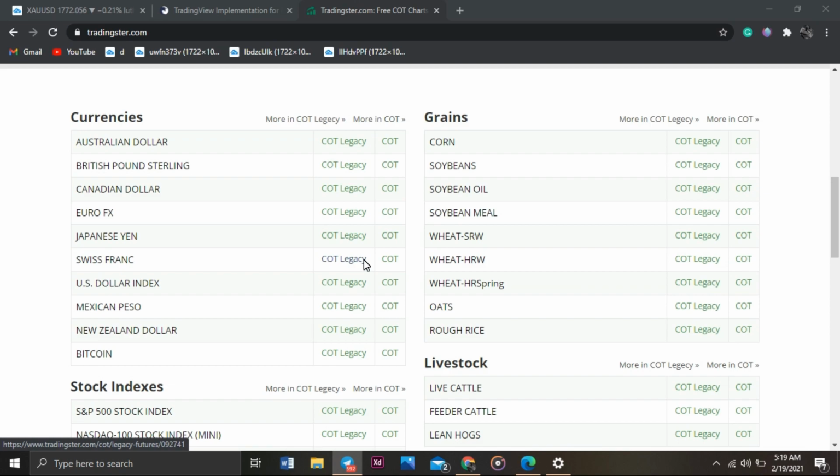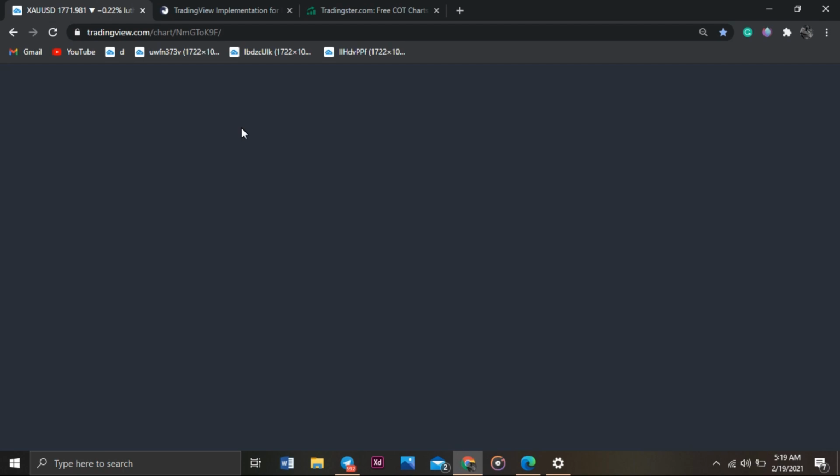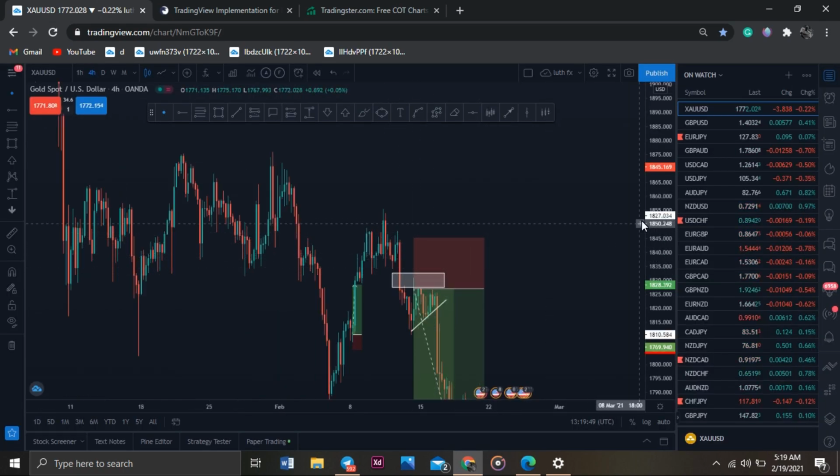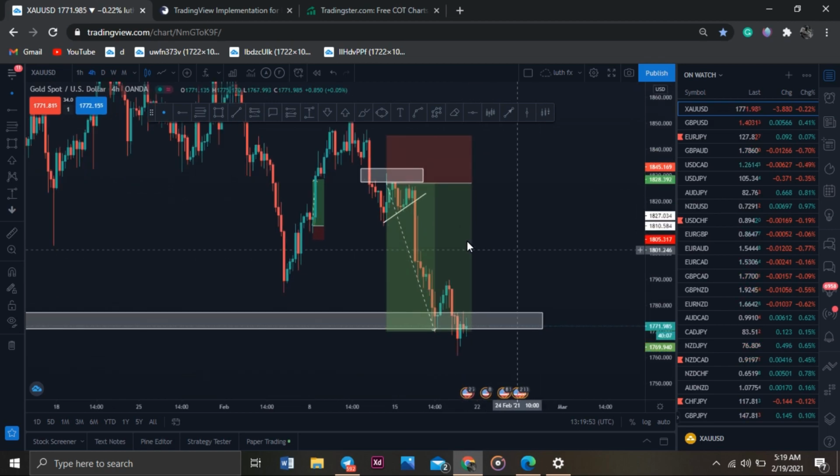I'll compare it with it, and you see how I was able to use the report that came last Friday to actually enter a trade this week on gold. Okay, so let's first start analyzing the setup I have on gold. This is the setup I took on gold this week. You can see it went all the way to hit my take profit.